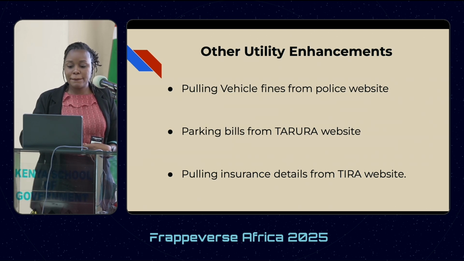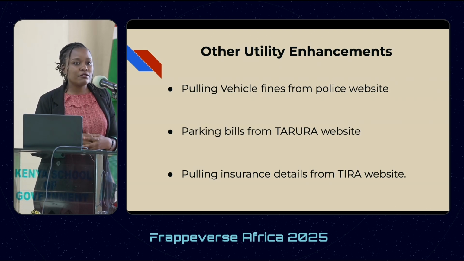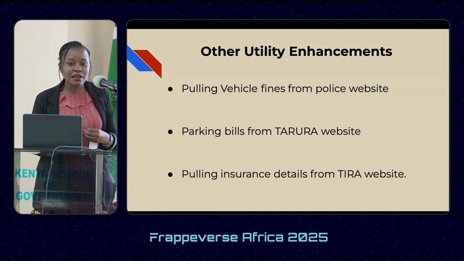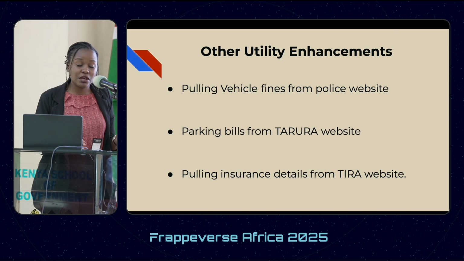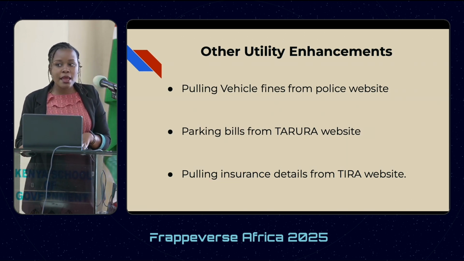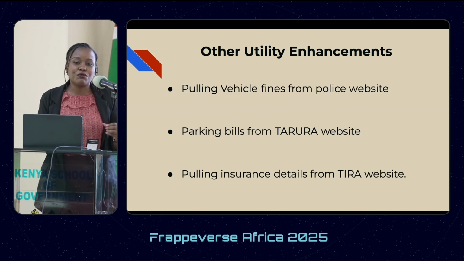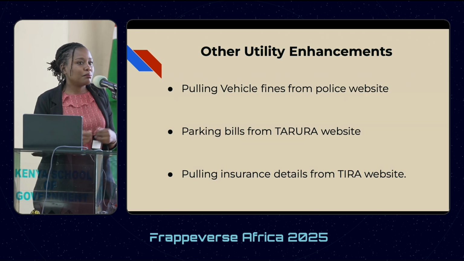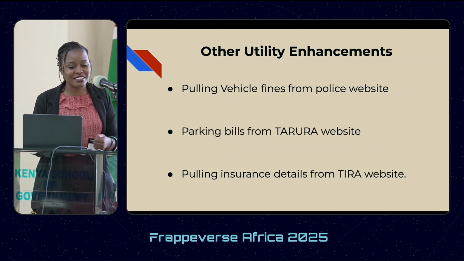The last one would be pulling insurance details from the TIRA website. This is more of a headache type of thing. You have insurance for different things, whether it's your vehicle or any kind of insurance that you use in your company. If it expires, it may be an afterthought that, oh, I should have renewed this, right? You don't want to be in a position where your driver is driving and your vehicle insurance has expired. That incurs costs, of course.